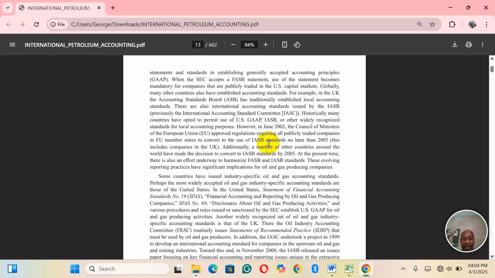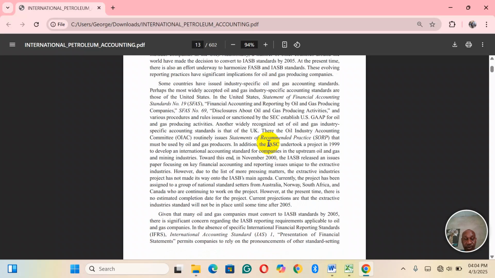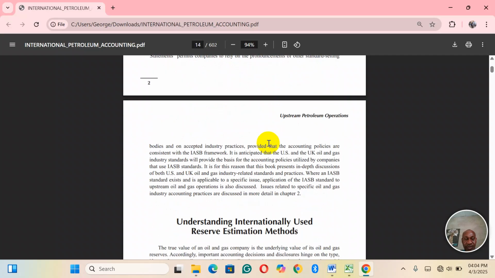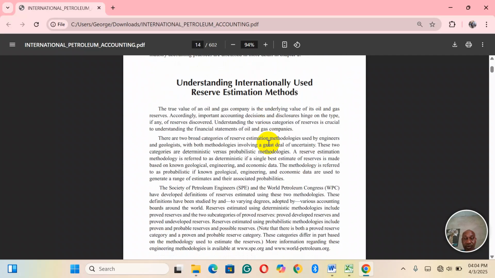We may not need all these things for now. We are only trying to just get things right here. I want us to look at understanding internationally used reserve estimation methods.